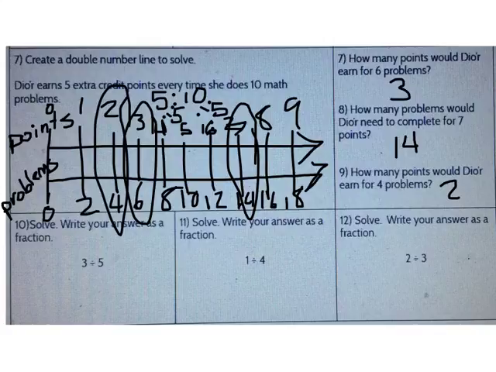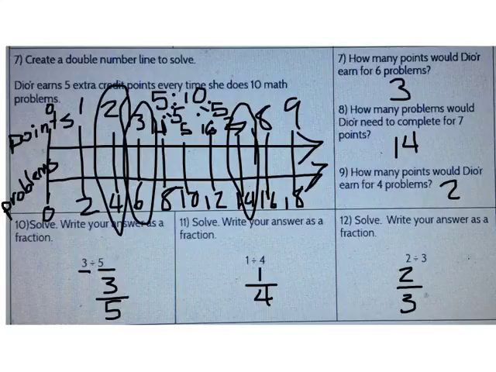Today we're going to do some division and multiplication by unit fractions. Remember, we can represent a division problem as a fraction. How would you write 3 divided by 5 as a fraction? Remember, I would write dividend over divisor, or 3/5. How would you write 1 divided by 4 as a fraction? I would write 1/4. How would you write 2 divided by 3 as a fraction? I would write 2/3.